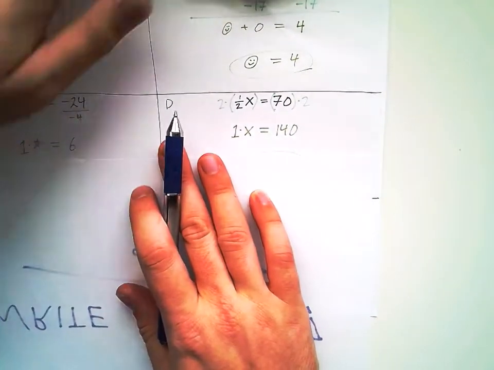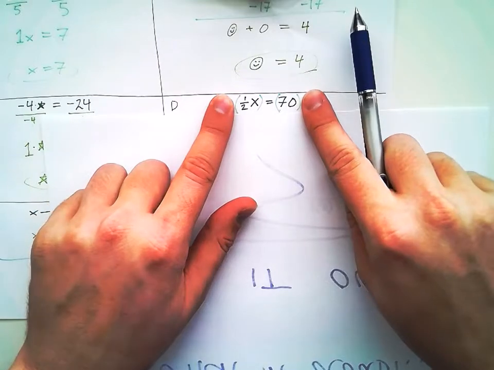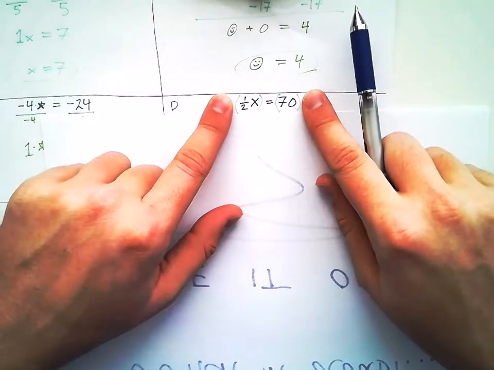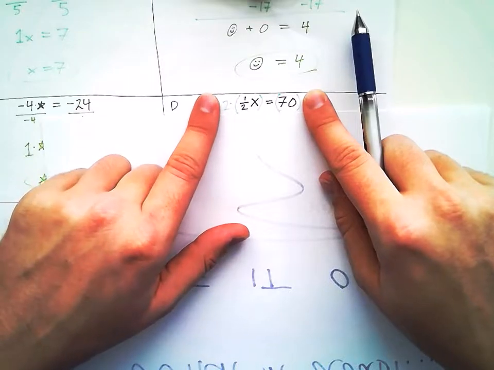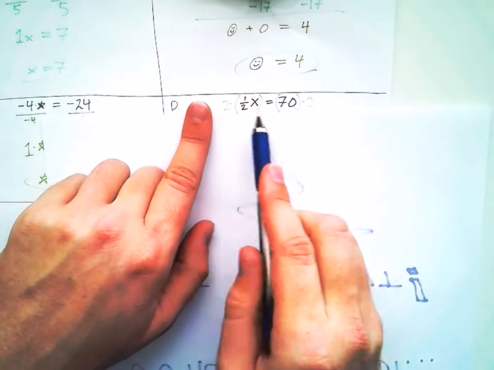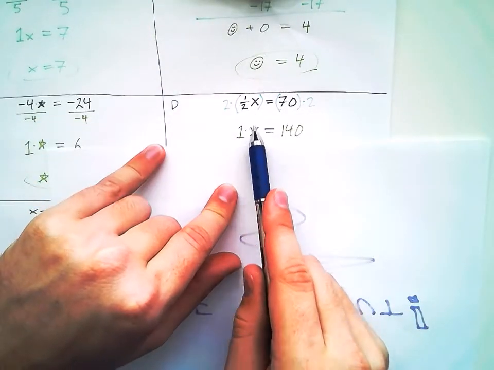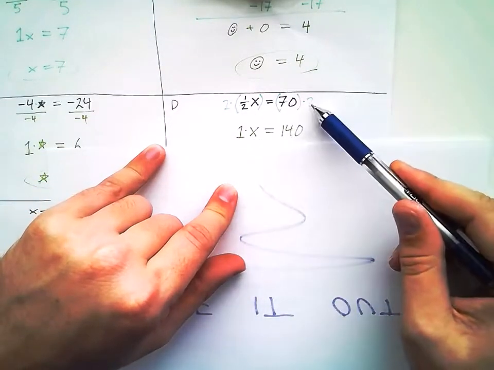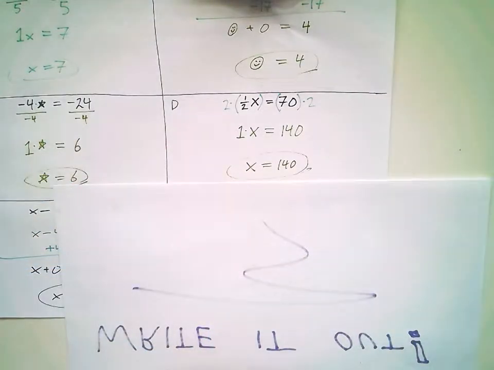Next one. I started off with 1/2 x equals 70. I said, well, I want to know what x is. So I doubled both sides, or multiplied both sides by 2. And 2 times 1/2 x is 1x. 2 times 70 is 140. So I got x equals 140.